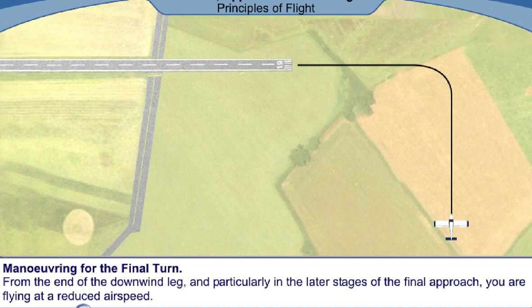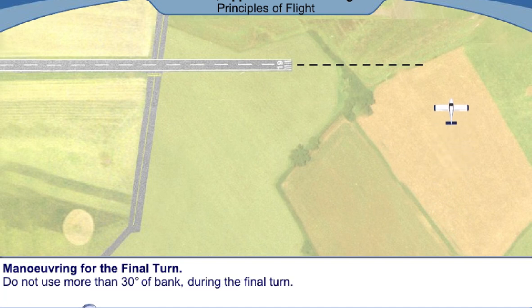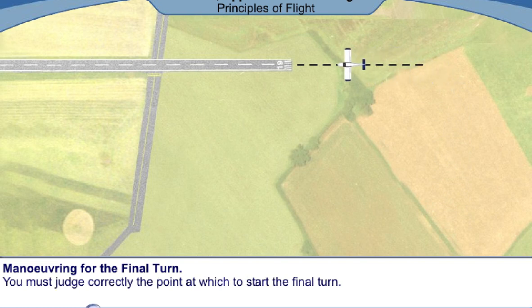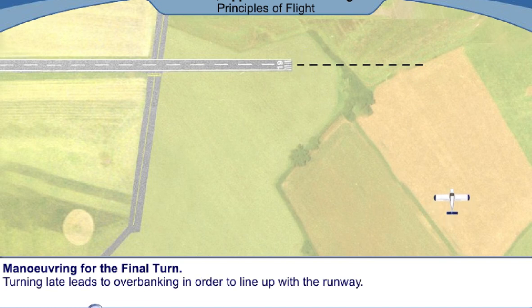From the end of the downwind leg, and particularly in the later stages of the final approach, you're flying at reduced airspeed. Because your stalling speed increases in a turn, you must not use more than 30 degrees of bank during the final turn. This is no problem, provided that you judge correctly the point at which to start the final turn. The most common fault is delaying the start of the turn until the aircraft has almost reached the extended centerline of the runway, and then starting a normal turn which has to be increased to higher angles of bank in order to line up with the runway.